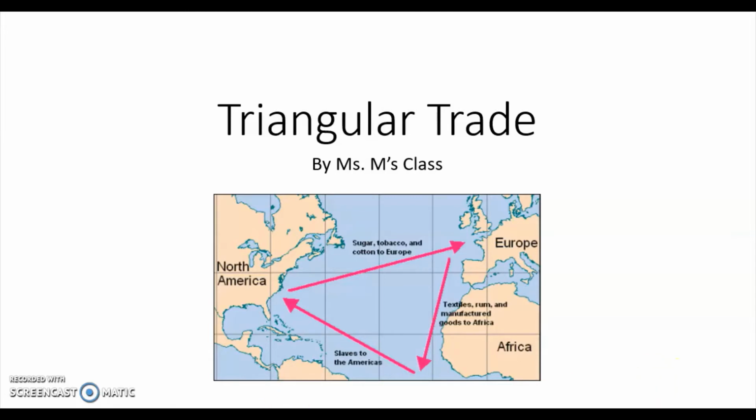Today we are going to continue our talk about the colonies, specifically about how slaves got to the colony. And a lot of that has to do with trading, specifically the triangular trade. Remember, we used to talk about the triangular talking.